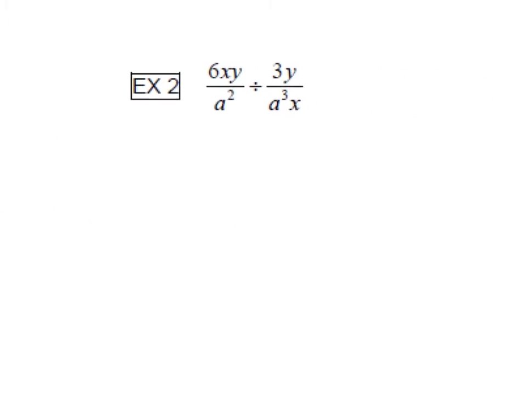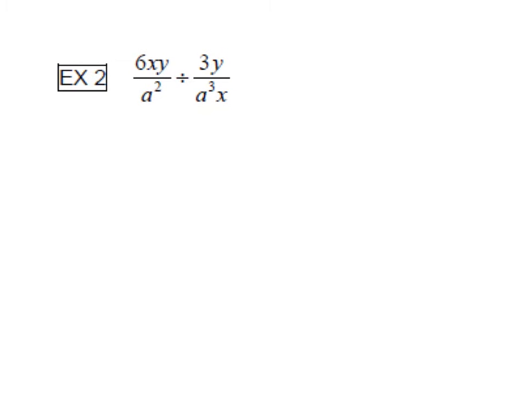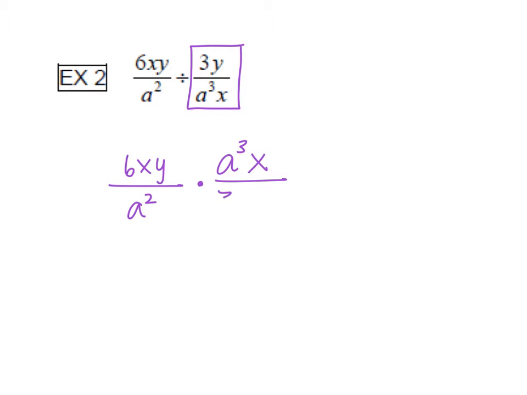Now let's get into an algebraic fraction. So again, what we want to notice is we have division, so that means we're going to flip the second fraction. Rewrite it, so we're going to do 6xy over a squared. This turns into multiplication, and then we have a cubed x over 3y.